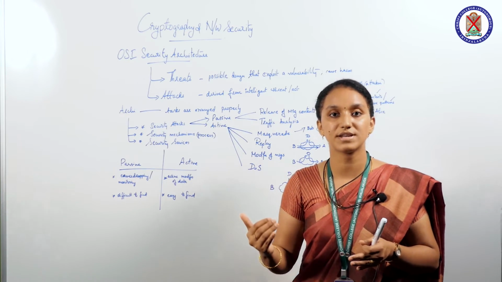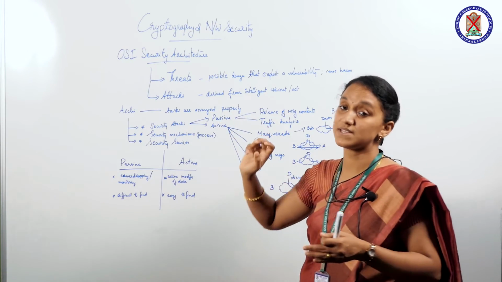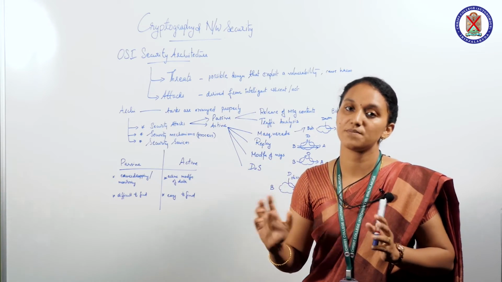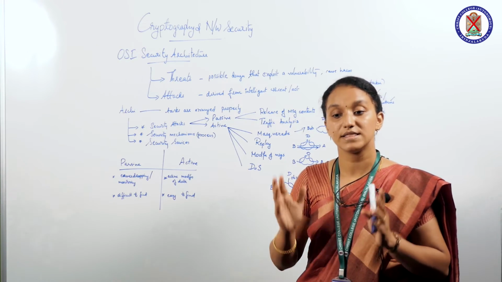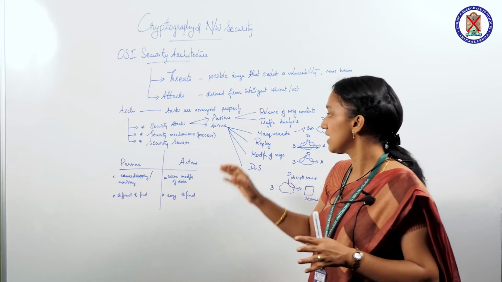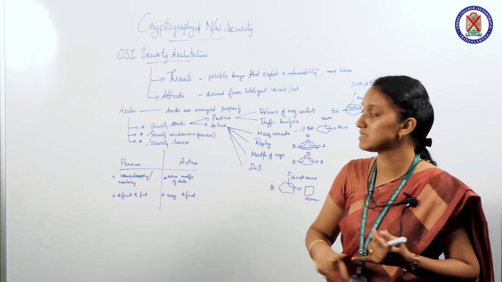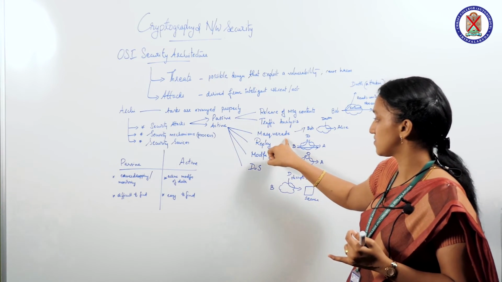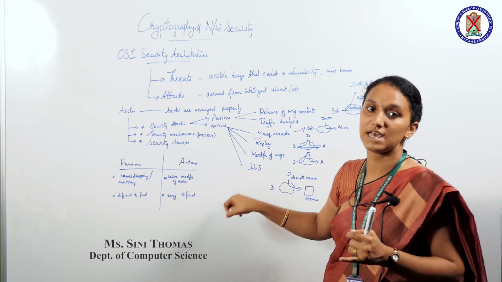When it comes to security attacks, active and passive attacks are there, where passive attacks are just like eavesdropping, and of course it's difficult to find. When it comes to active attack, they make some active modification of data. In passive attacks, you have the release of message contents and traffic analysis. In active attacks, you have masquerade, replay, modification of messages, and denial of service.